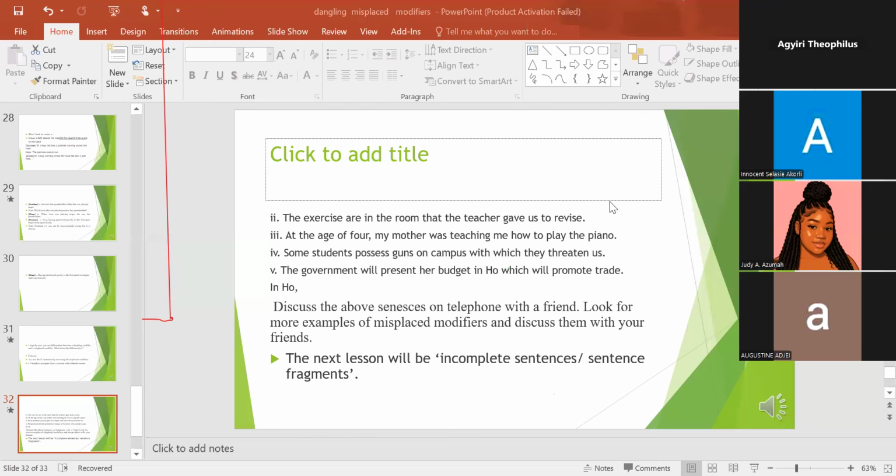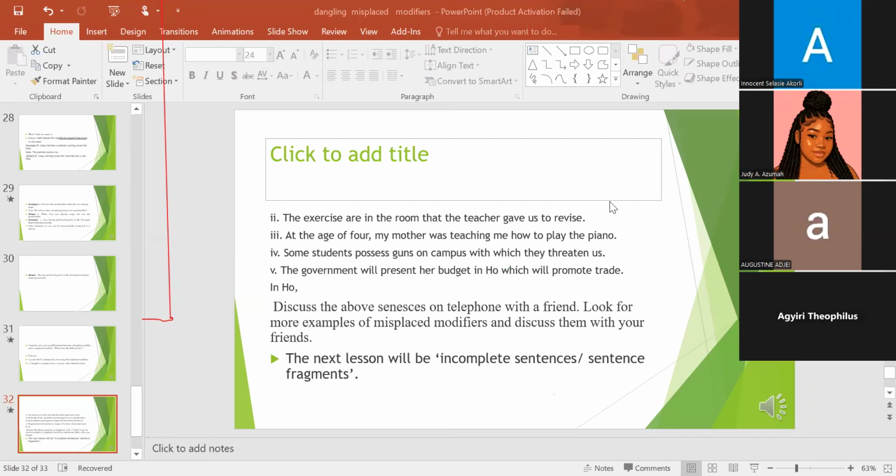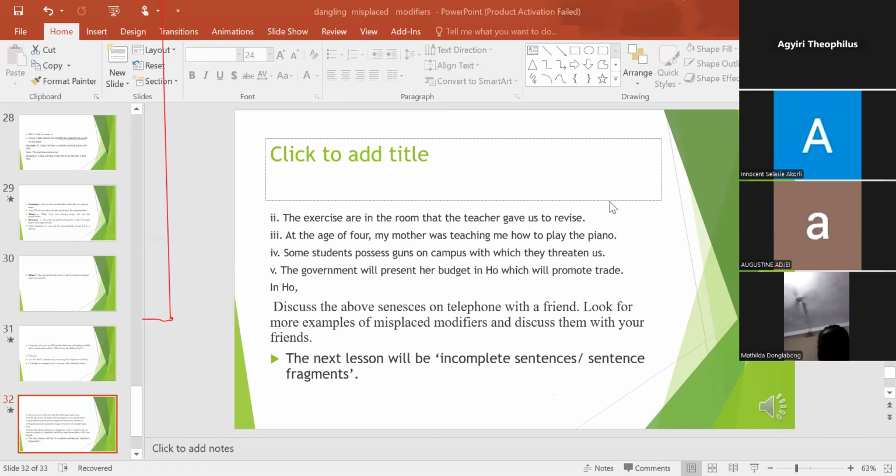It's either the gun which they threaten, or the students are threatening us. No, that's not it. That is not it. I think so. Ajiri Theophilus. Yes, sir. The ambiguity is with which they threaten us.